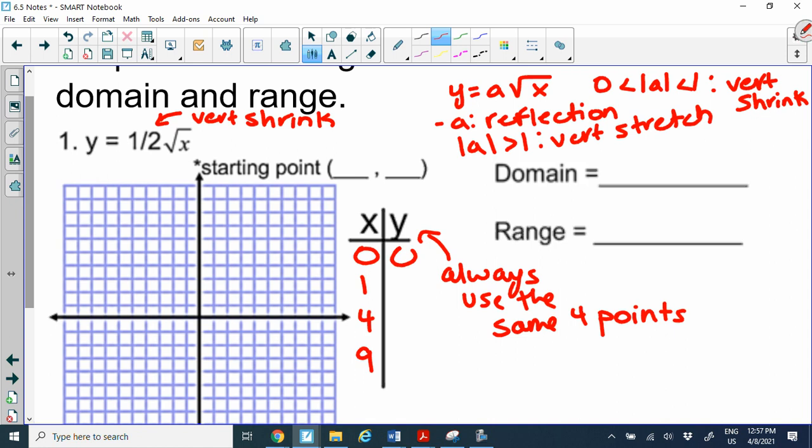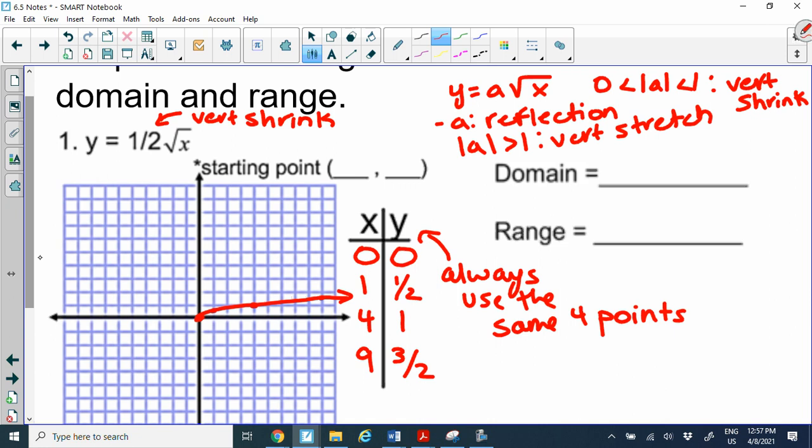0 times 1/2 is just 0. Now, square root of 1 is 1, but multiply by 1/2, that gives us 1/2. Now, I take the square root of 4, that gives us 2. 2 times 1/2 gives us 1. And then square root of 9 is 3. 3 times 1/2 is 3/2. Okay, now I go ahead and graph this. So 0, then 1 and 1/2. I do 1, 2, 3, 4. That's 1. And then 9 is going to be 3/2. So you can tell definitely that's a little bit closer to the x-axis.